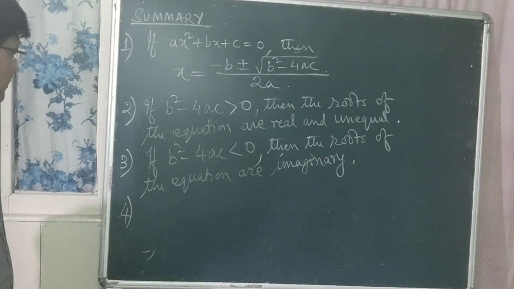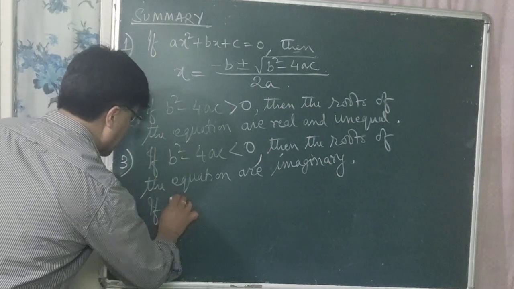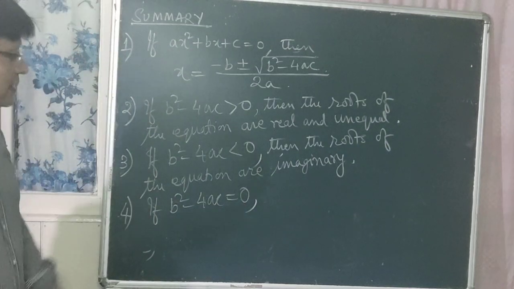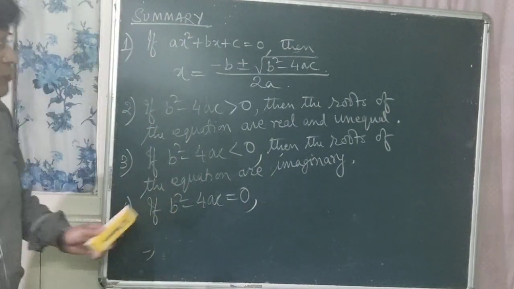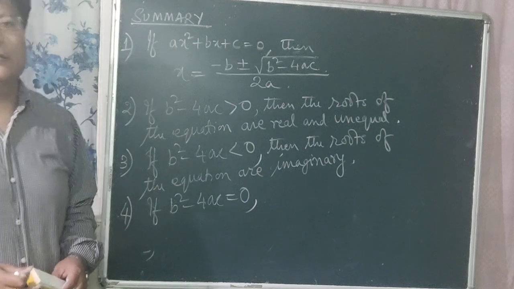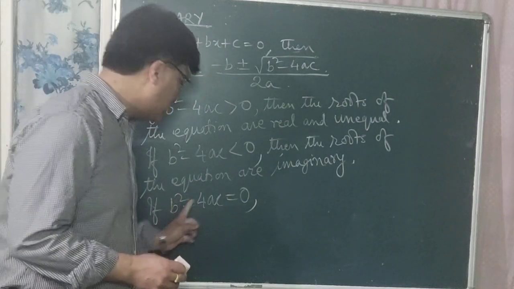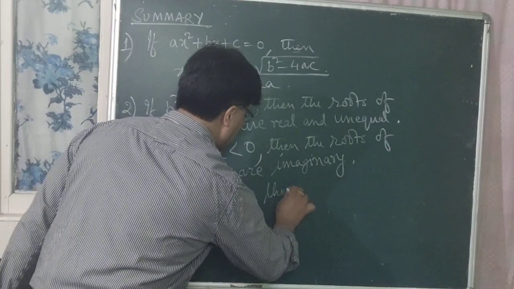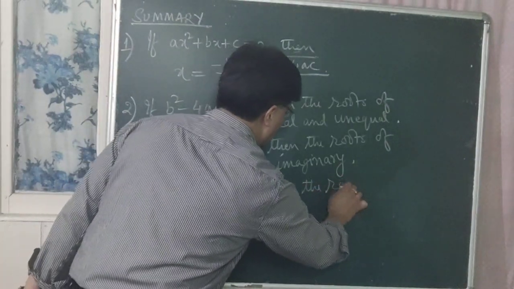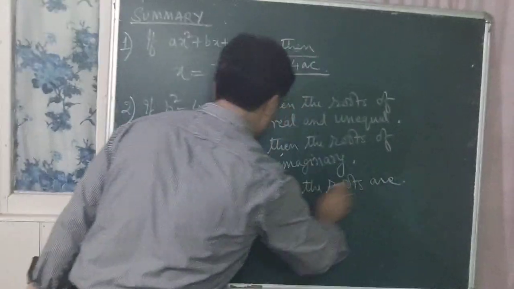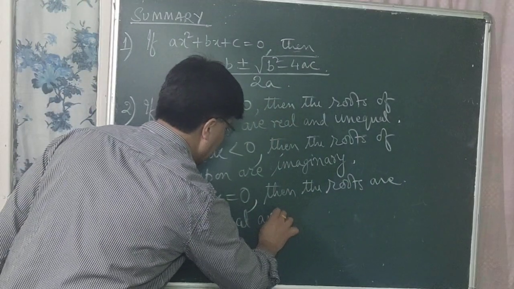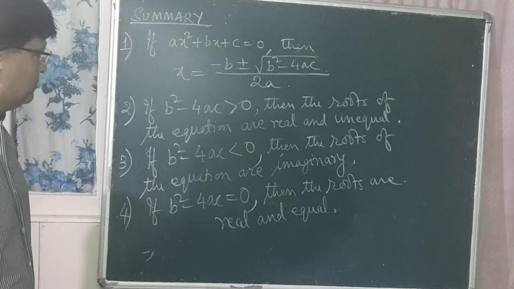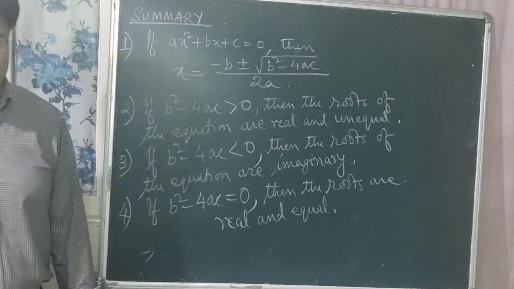What is number 4 now? If b square minus 4ac is equal to 0, the discriminant, as I said earlier, we also call b square minus 4ac the discriminant. If the discriminant is equal to 0, then the roots are real and equal. So this is the summary. Okay.